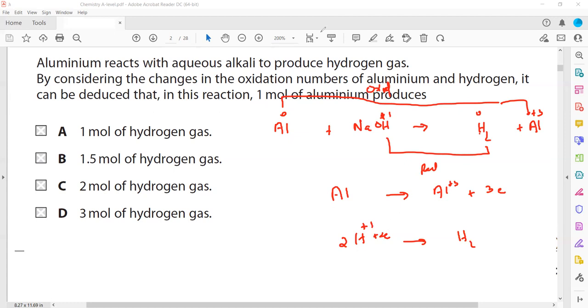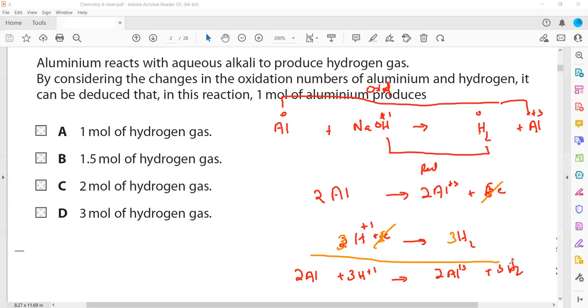So what we will do, because 3 and 2 are there, if we multiply this equation by 2, this will be 2, this will be 2, and this will be 6, and this bottom equation we multiply by 3, so this will be 3, 3, and 3. So when we simplify, 3 multiplied by 2 is 6. So the electrons will cancel, and when we write the equation, we need the relation between aluminium and hydrogen: 2 aluminium plus 6 hydrogen ions gives 2 aluminium ions plus 3 hydrogen molecules.